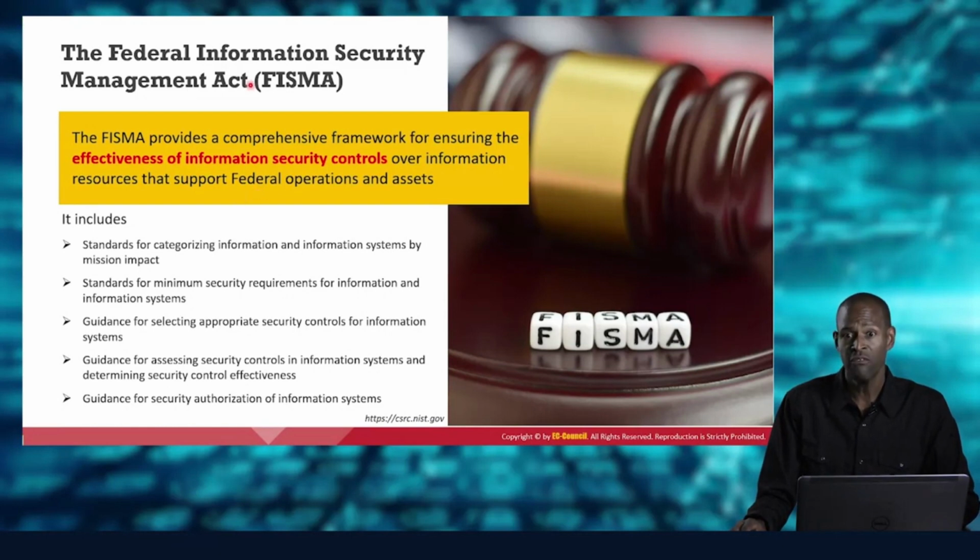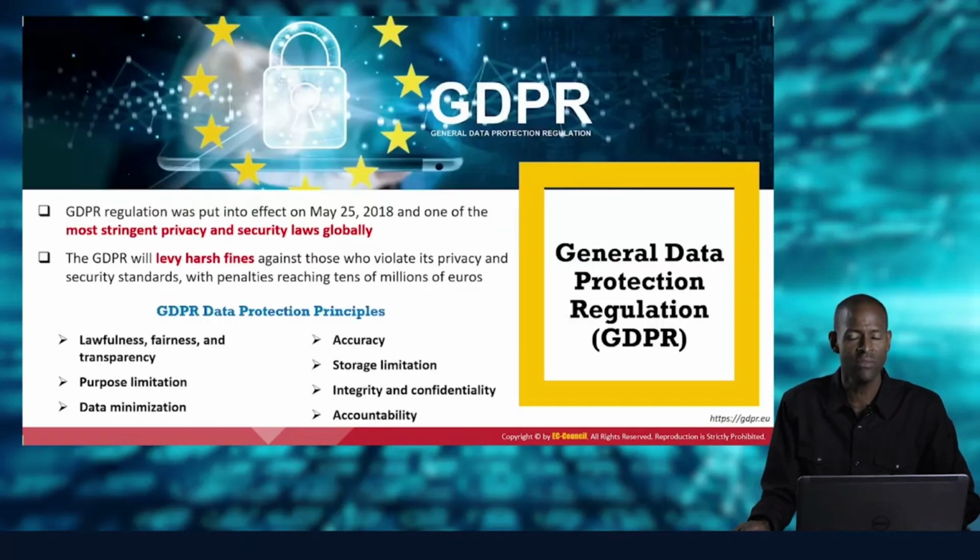So if you are a federal contractor, if you are a federal agency, you're going to be covered under FISMA: information systems mission impact, requirements for minimum security for information systems, selecting appropriate security controls for information systems, making sure that you have control effectiveness and you have security authorization in your information systems. There's a little reference there, csrc.nist.gov, where you can look up FISMA. So again, for federal agencies, we have FISMA.